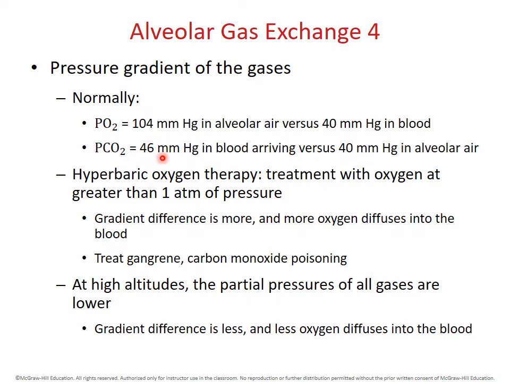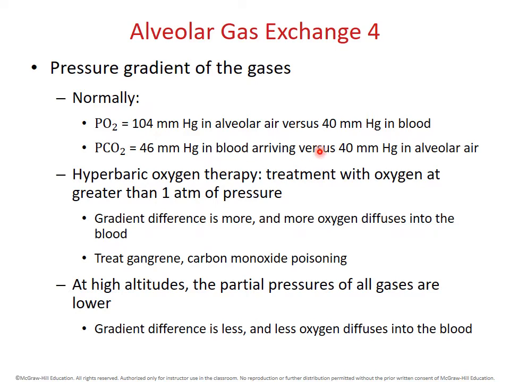If we look at the concentration gradients for carbon dioxide, we see that the PCO2, partial pressure of carbon dioxide in the deoxygenated blood, is 46. The PCO2 of the air that's in the alveolus is about 40. And so once again, we see there's a concentration gradient, and carbon dioxide should diffuse from 46 to 40, meaning carbon dioxide should diffuse from the blood into the air. And that, of course, would be unloading. Again, doing exactly what we want it to do. Now, there's a couple of things to think about here.